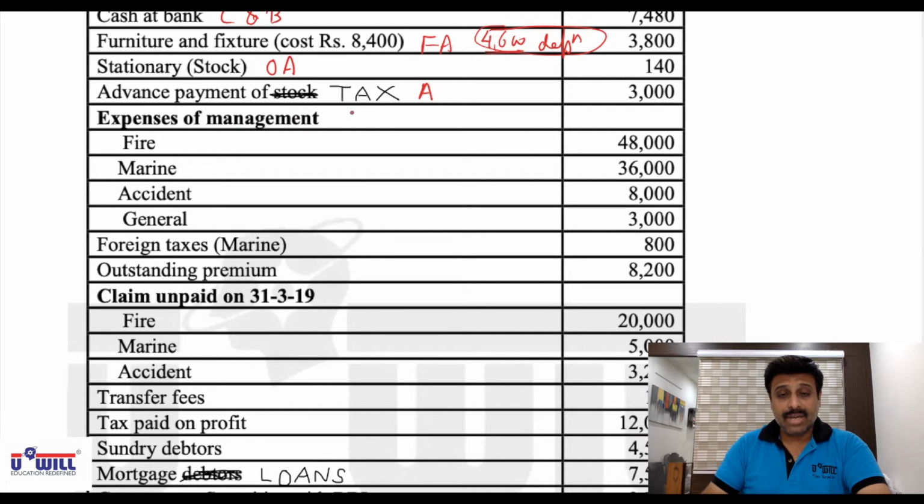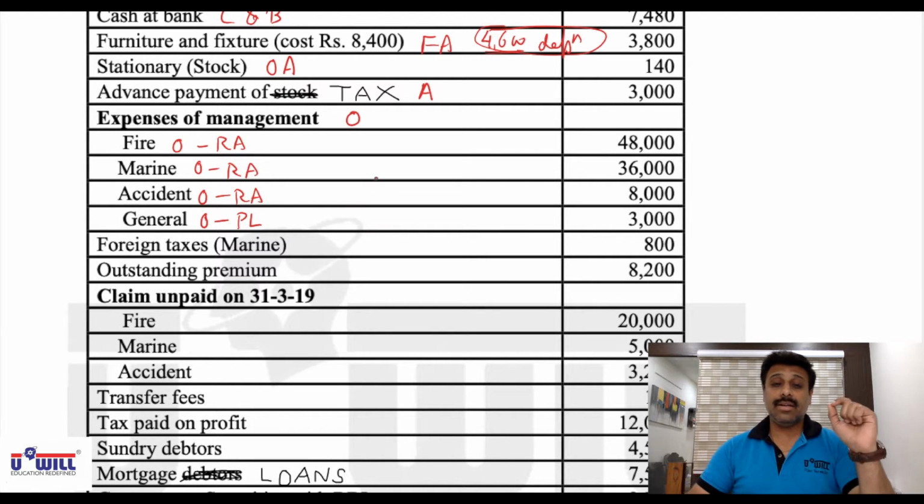Expenses of management. Now expenses of management are operating expenses. Fire will come in revenue account. Marine will come in revenue account. Accident will come in revenue account. But general will come in profit and loss account. Okay, we have discussed this in the last lecture also, that if any expense or income is related to a particular insurance business, it would come in revenue account. But if you cannot identify that expense or income with any one particular business like fire or marine or accident, then that income or expense will go in profit and loss account.